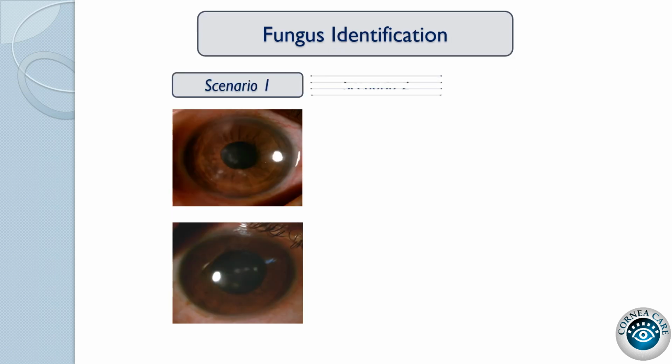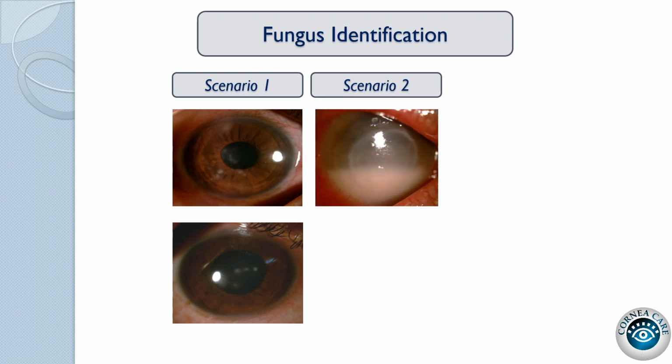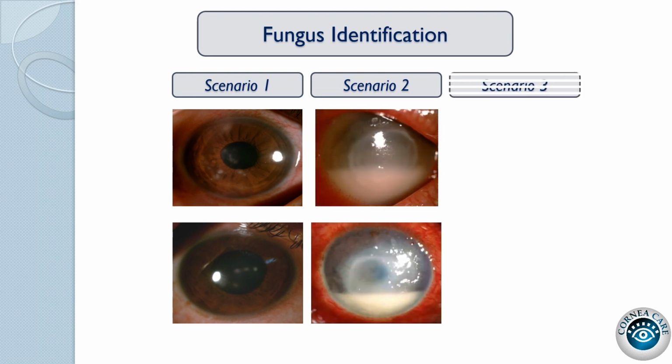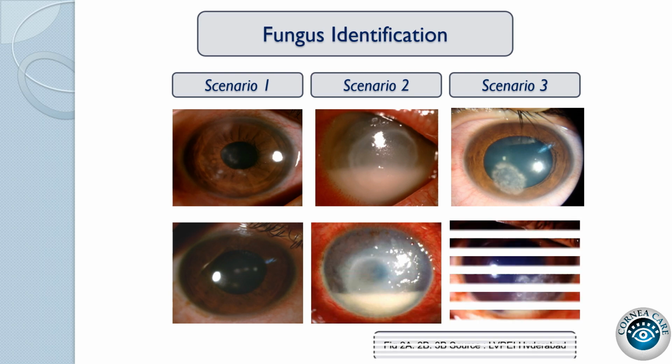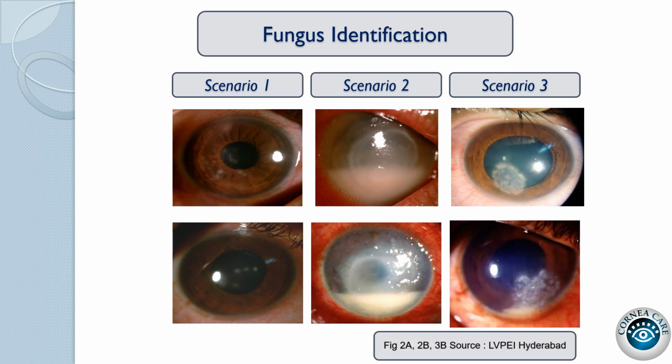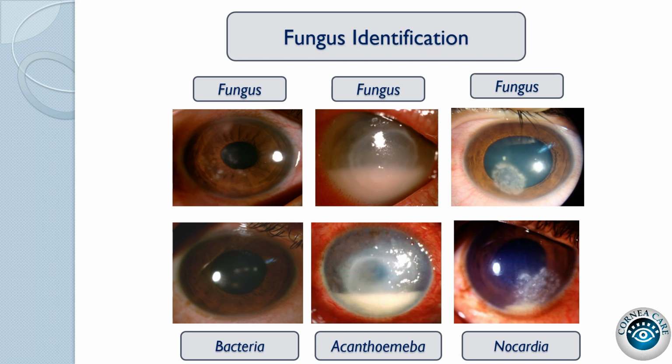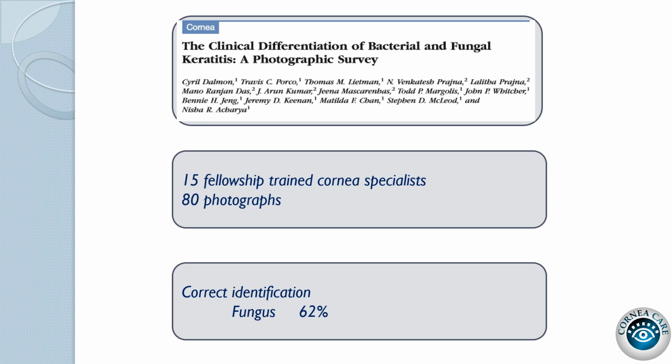Let's see these three scenarios. The clinical picture in these three scenarios appears very similar. But in reality, each clinical scenario is caused by a very different organism. Even fellowship-trained cornea specialists missed fungal diagnosis in 38% of cases. So it's pretty obvious that general ophthalmologists are misdiagnosing many cases of fungal keratitis.